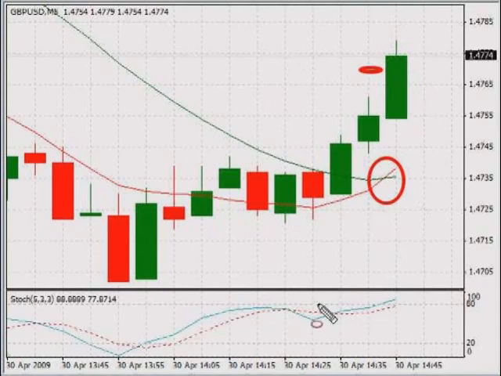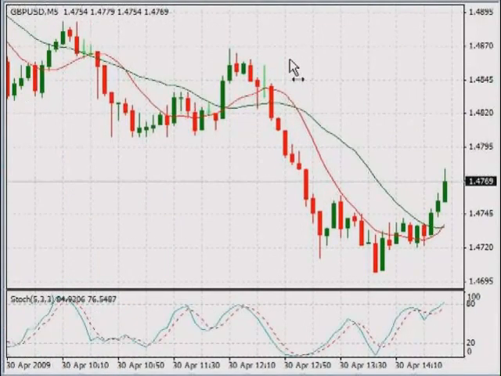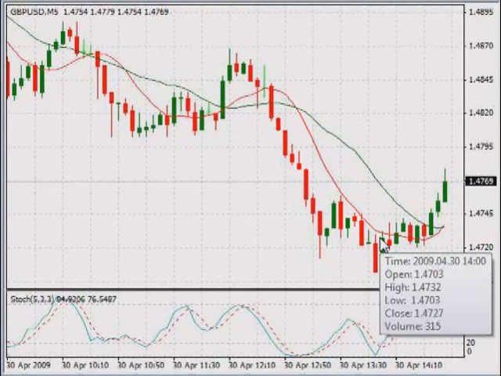Now, here was a cross of the stochastic, which would have gotten us in at a better time. But price action, again, if we look at what price is doing, it's going to tell us pretty much every time when the movement is beginning to happen. And so, if we were to look at the simple trading method, we certainly would have gotten in a lot sooner than waiting for some type of a cross to occur, because we're relying on price action to tell us that it's starting to move up.